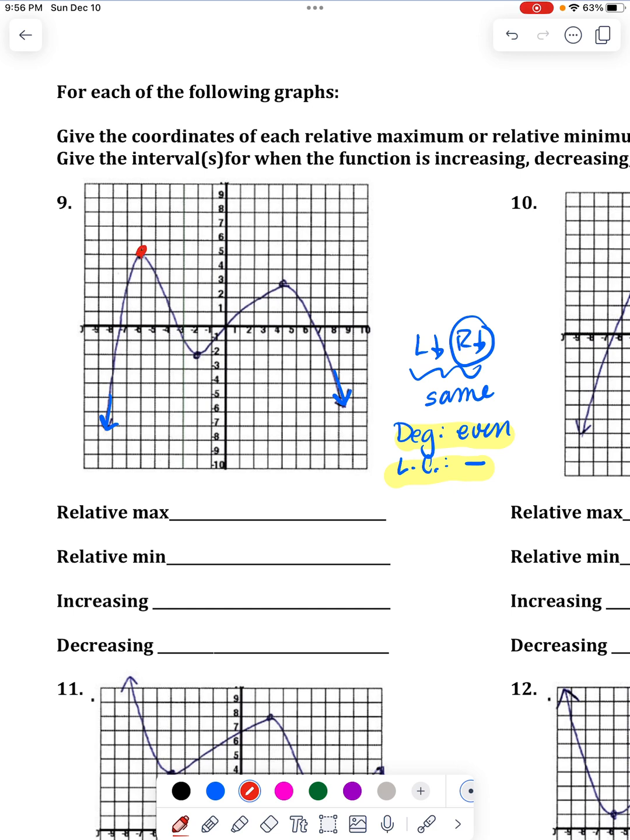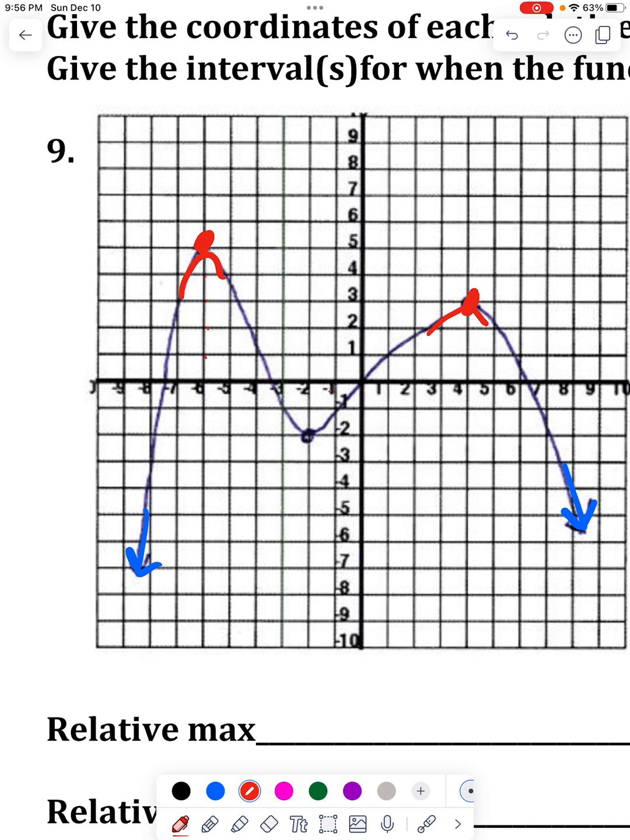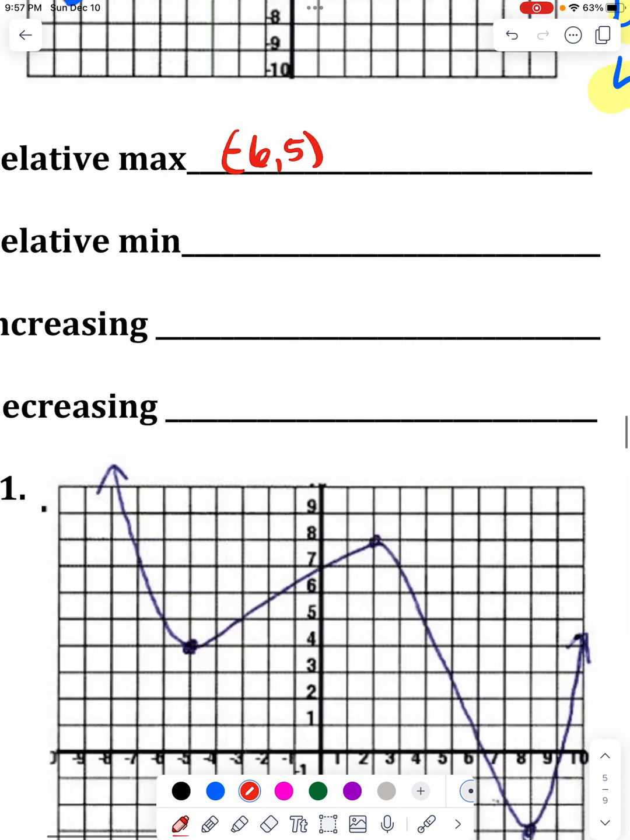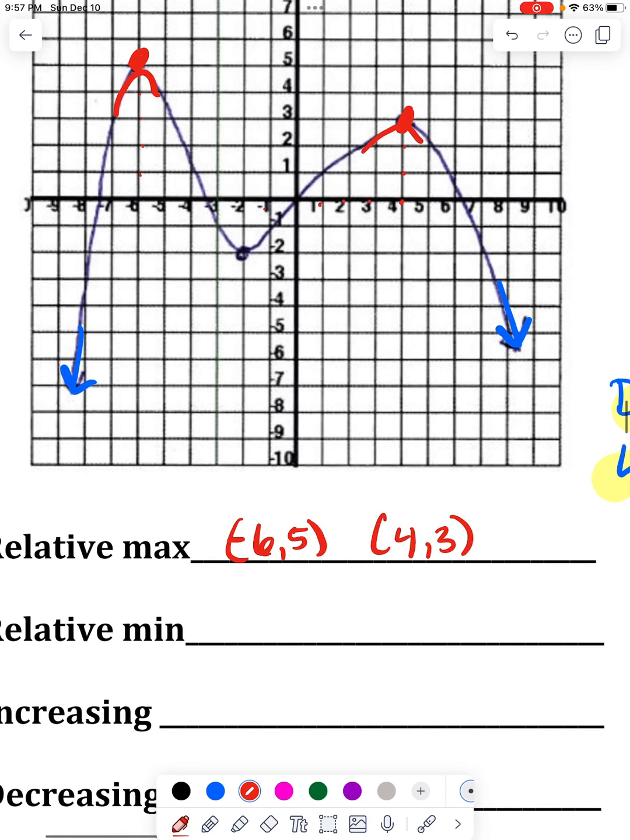Relative max, that's actually here and here because these are both peaks. So this one's located at -6 and then up 1, 2, 3, 4, 5. Okay, this one over to the right is located at 1, 2, 3, 4, up 1, 2, 3. So those are the two places that I have maximums because they are peaks, high points. Then a place that I have a minimum, a low point, is right here. And that appears to be at -2, -2.